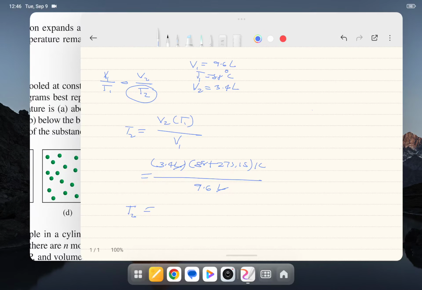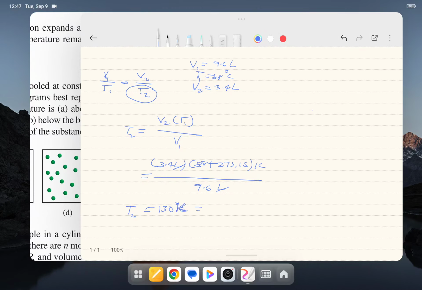Okay, so can I get my calculator? Of course, you have 3.4 liters multiplied by 88 plus 273.15 all over 9.6 liters. And there you have it. You have 127 in 3 significant figures, or maybe in 2 that should give you 130. Sorry, in Kelvin. 130 Kelvin.